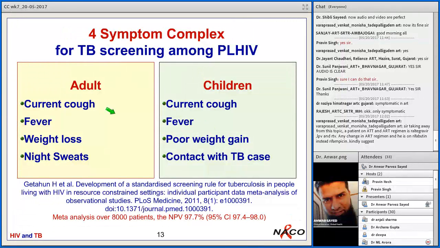So these are the TB screening signs and symptoms, and in children we just replace weight loss with poor weight gain and night sweats with contact with TB case. Because in children weight loss cannot be demonstrated, but if there is poor weight gain, that is considered as one of the screening TB symptoms.